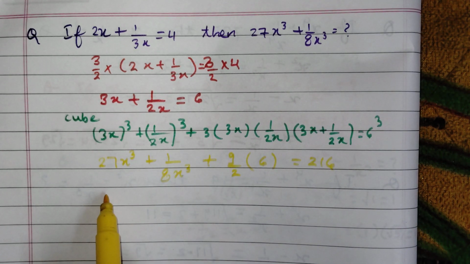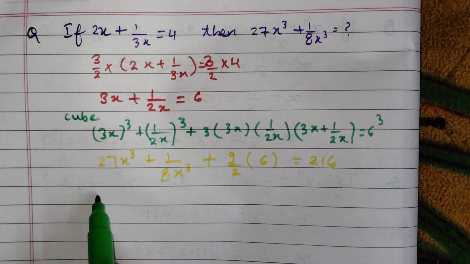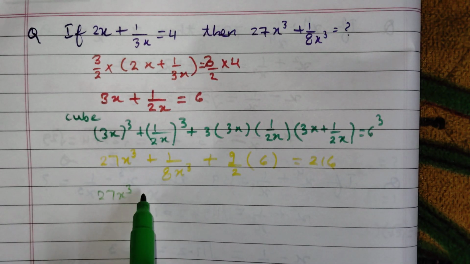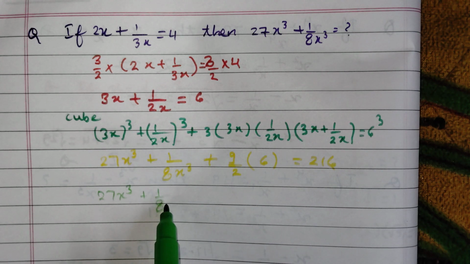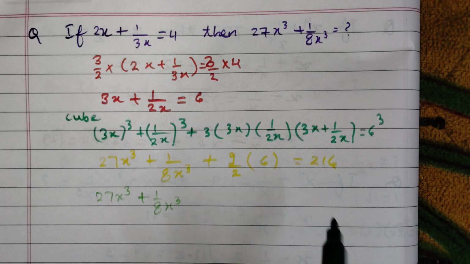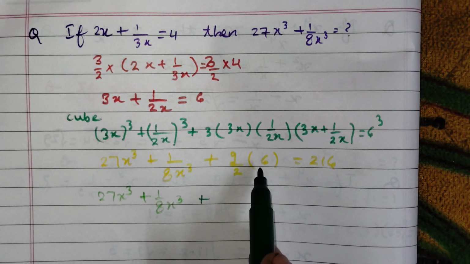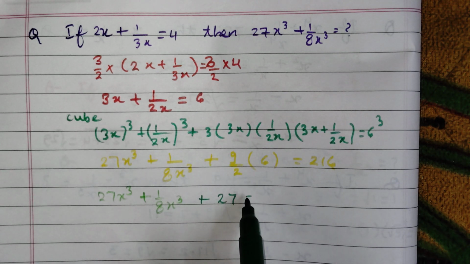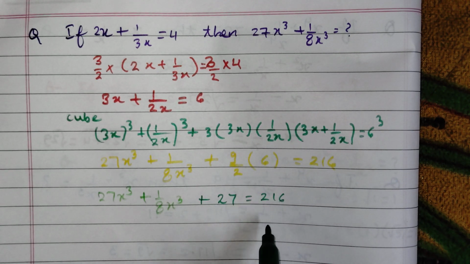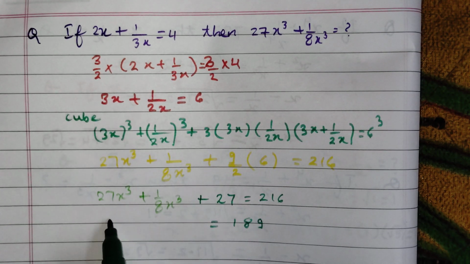Now we get the final answer. Here 27x cube plus 1 upon 8x cube plus, this denominator 2 cancels with 6, 3 times, 9 times 3 is 27, equal to 216. 216 minus 27, it gives us the answer 189 is the final answer.